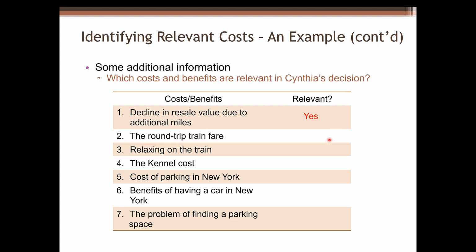The round-trip train fare is relevant because it's avoidable if Cynthia drives the car to New York. Relaxing on the train is relevant, but it's difficult to quantify in dollar amount. The kennel cost is irrelevant because it's not a differential cost. As long as Cynthia is away, she needs to put her dog in the kennel.